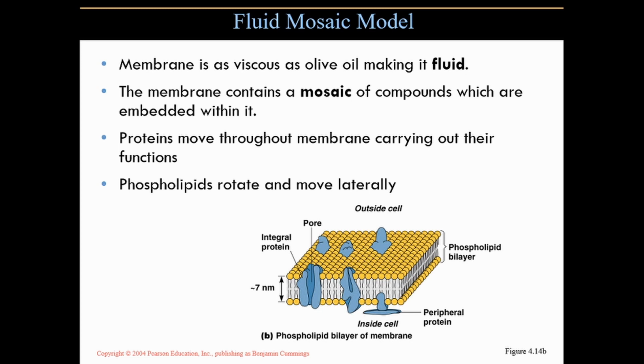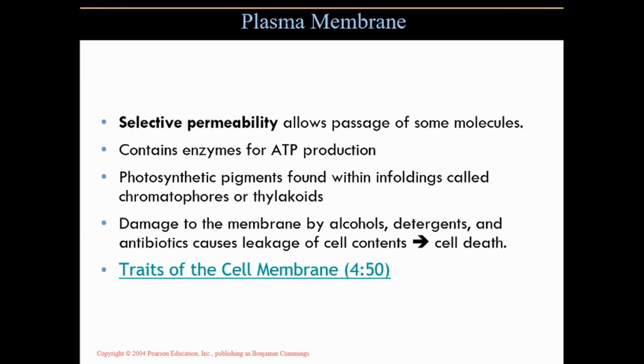There are a number of different compounds which are embedded within it. So fluid meaning it's always in motion, things are moving through it. This enables the transport of materials easily into and out of the cell. And then it's a mosaic, so there's a variety of compounds that are within it.